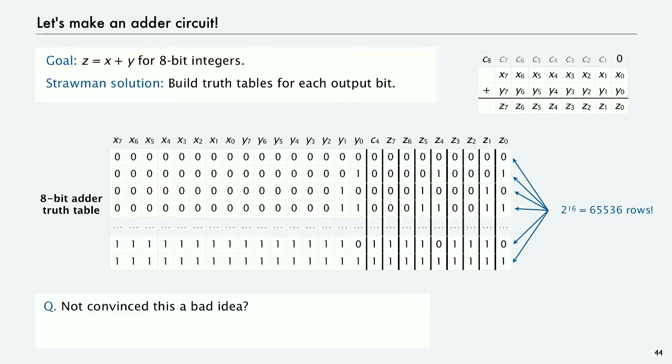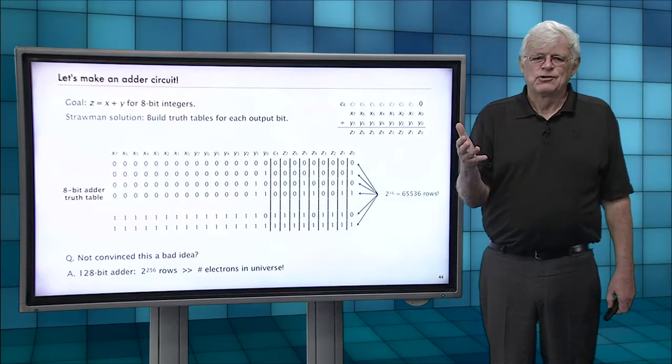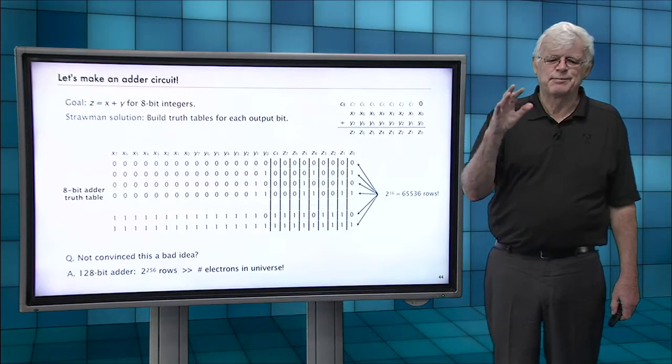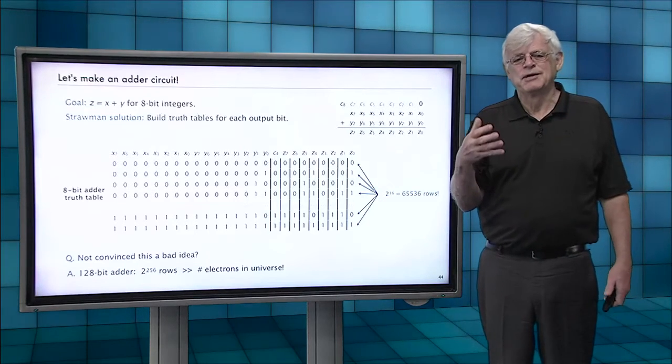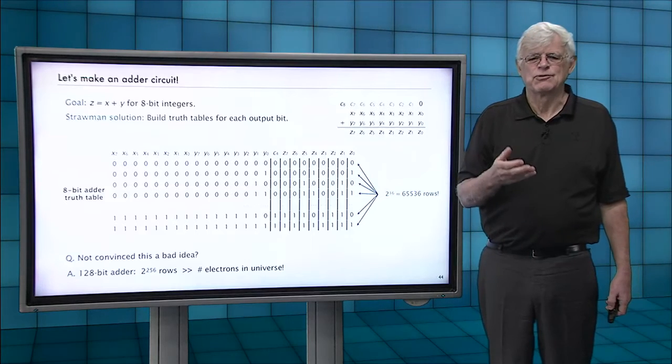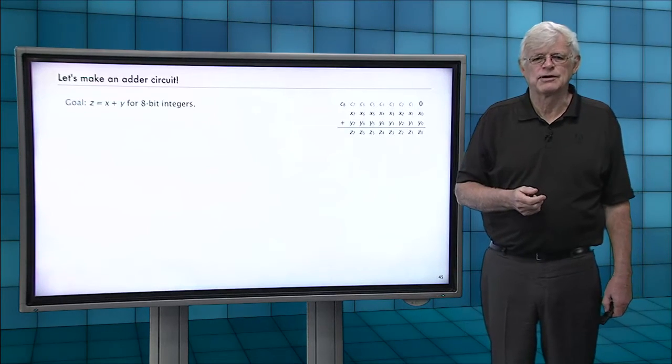And if that doesn't seem bad, say in a real computer you might want a 64 or 128-bit adder. If you were to use this method for that kind of application, you'd have 2 to the 256 rows. And we've already calculated that's bigger than the number of electrons in the universe. So what Shannon and Boole tell us is that it's possible to build such a circuit, but not necessarily the most efficient way. So we're going to look at a much more efficient way to build an adder circuit.